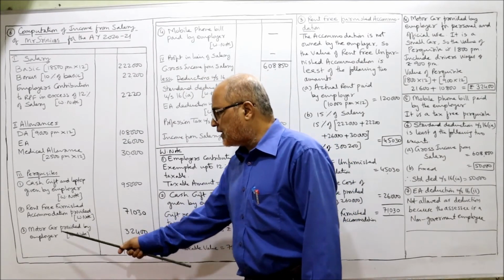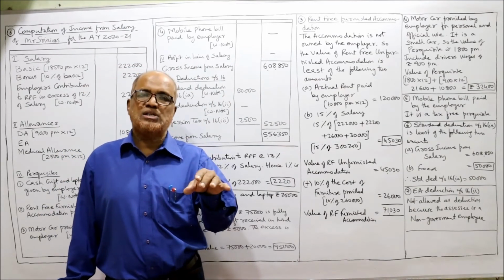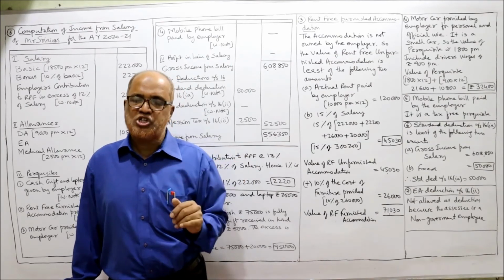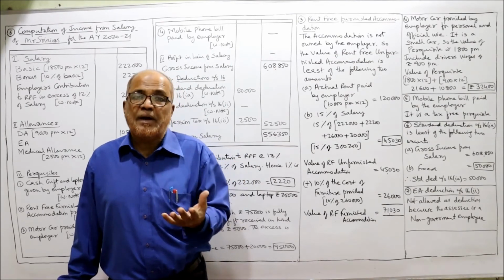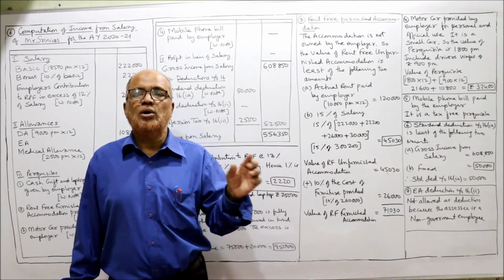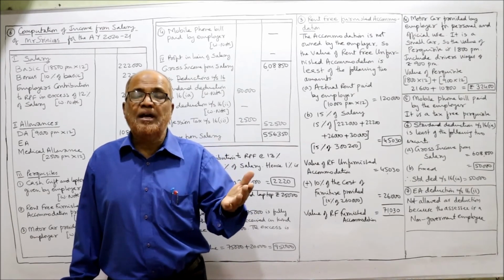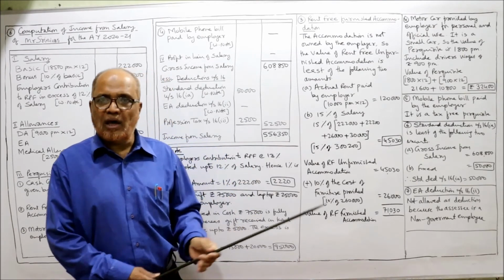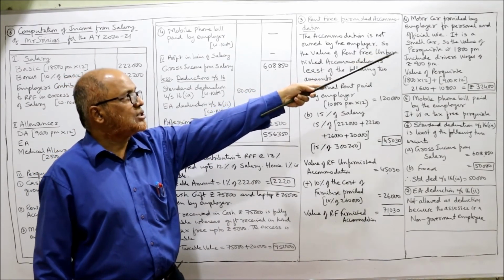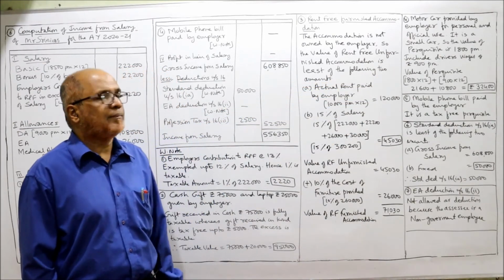Next, motor car provided by the employer. Just now I told you, if motor car is given by the employer, we have to see what is the purpose of usage. It is given for both personal and official. In that case, we have to see who is paying the expenses. All the expenses are paid by the employer. So fixed amount 1,800 rupees per month for small car. If it is a big car, 2,400. Now it is a small car. Motor car provided by employer for personal and official use. It's a small car. So the value of the perquisite is 1,800 rupees per month.